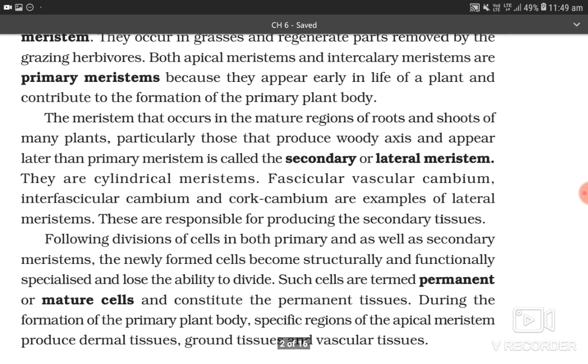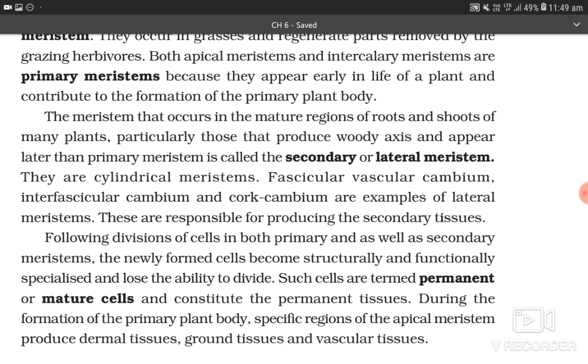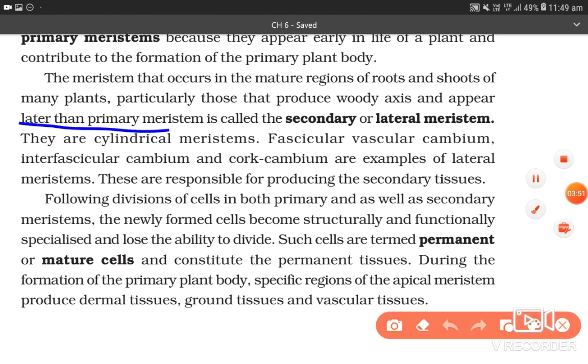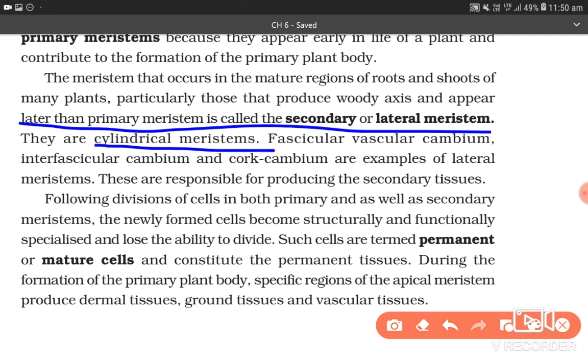Meristem that occurs in mature regions of root and shoots of many plants, particularly those that produce woody axis, and appear later than primary meristem, are called the secondary or lateral meristem. They are cylindrical meristem. Fascicular vascular cambium, interfascicular cambium and cork cambium are the examples of lateral meristem. These are responsible for producing the secondary tissues.